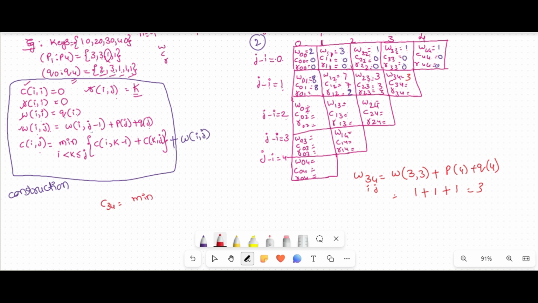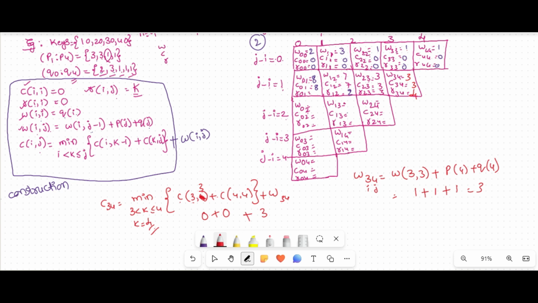Now C34, how to calculate C34? C34 is minimum of 3 less than K less than or equal to 4, C of I comma, what is the value of K? 4, I comma, K minus 1, 4, plus C of K 4, J 4, plus W, the same index 34. C33. What is C33? Already we have calculated, it is 0, C44, already 0, W34 already we have calculated, which is nothing but 3. So C34 is 3. For what value of K did you calculate C34? K value is 4. That's why here it is 4.